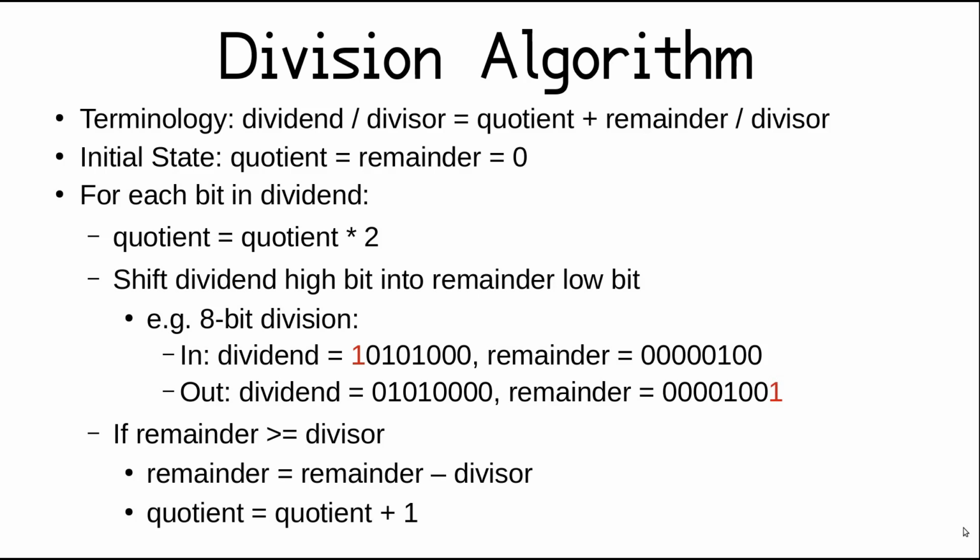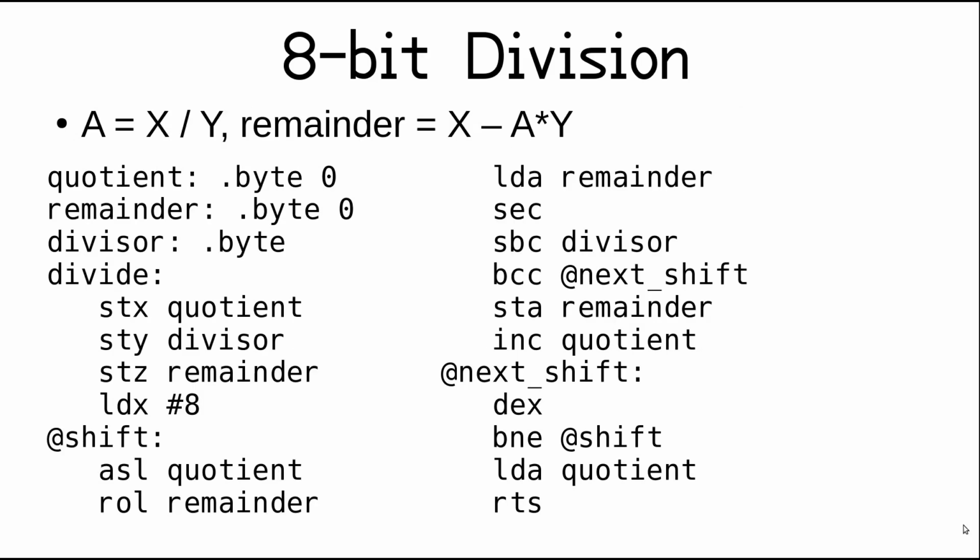Let's take a look at how we can code that. To implement this algorithm for 8-bit values, we can do a division with a pretty small amount of code, especially compared to multiplication. Here we define a subroutine that will divide x by y and place the quotient in a and the remainder in a RAM variable. We also define RAM variables for the quotient and divisor, as we can't just keep them in the registers the whole time. We start the subroutine by storing the dividend in x in quotient, where it can be shifted out and eventually replaced by the actual quotient. Then we store the divisor in y into its RAM variable, initialize the remainder to 0, and load x with 8 for our loop index.